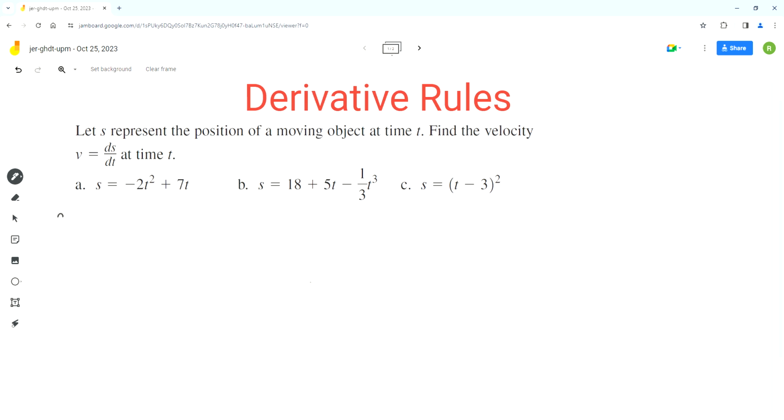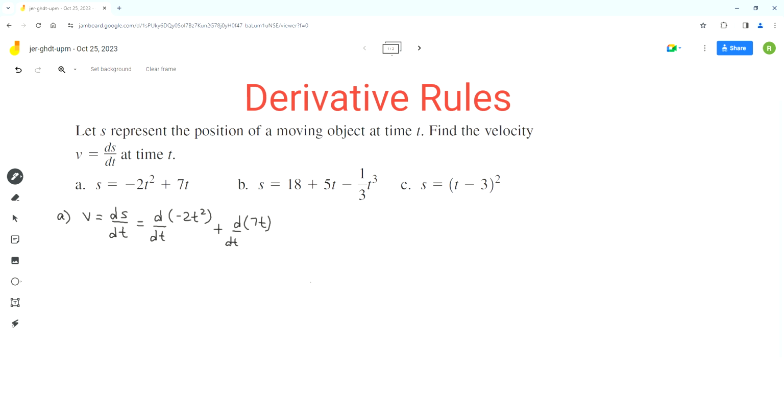In part A, we are given the position function as this polynomial function, or quadratic function. So we have to find the derivative of this function, and for that, we can use the Leibniz notation. So v equals ds over dt, which can be written as the derivative of the first term, negative 2t squared over dt, plus the derivative of 7t over dt.